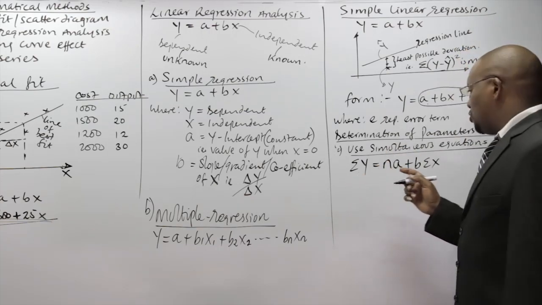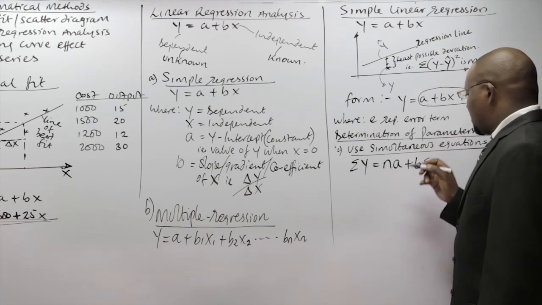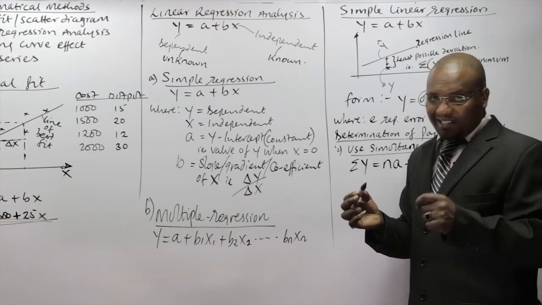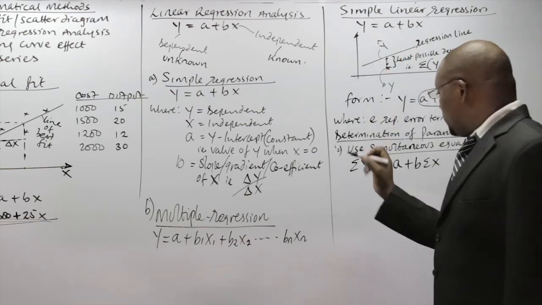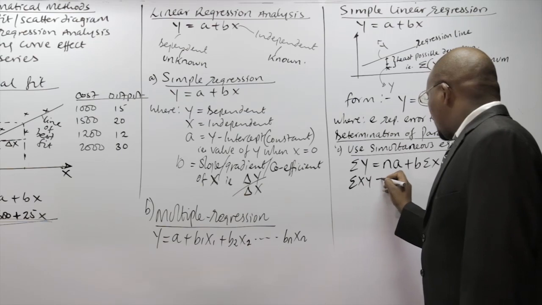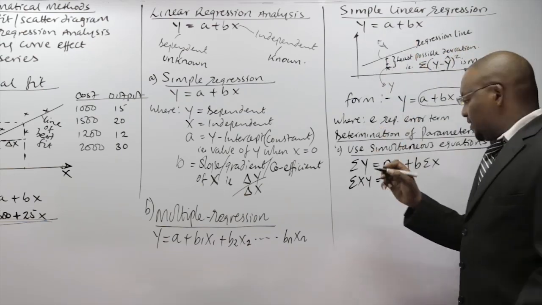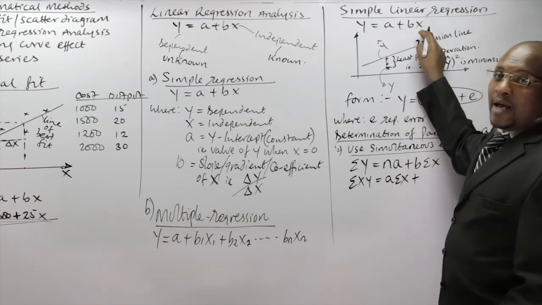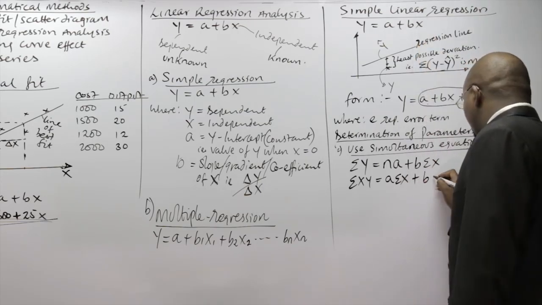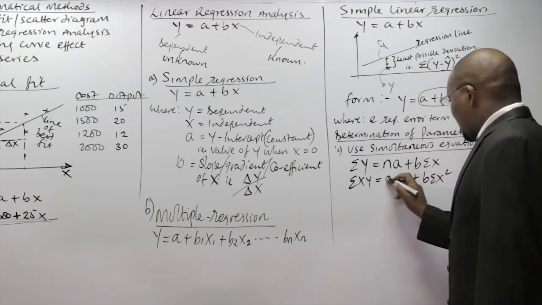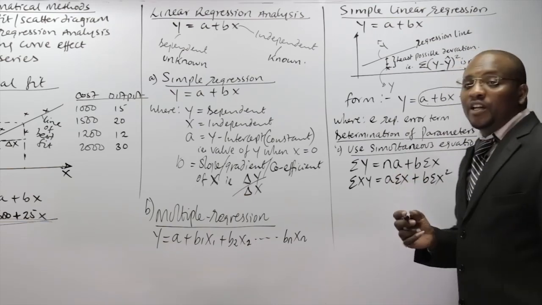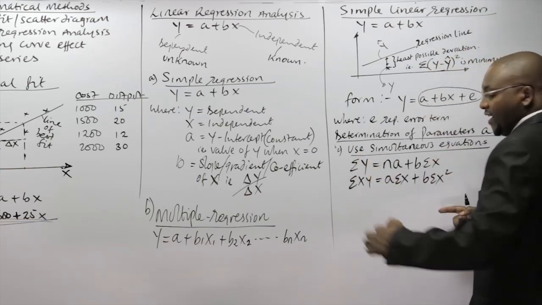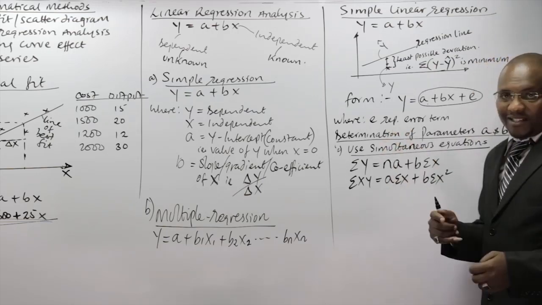The second equation to form the simultaneous equations is where you multiply the regression line by x. So this y times x will give us summation of xy. Then this a times x will give us a summation x, while this bx multiplied by x will give us b summation x squared. That is how we can obtain the two simultaneous equations. When we substitute the values here, we'll be able to get a and b, which are the constants.